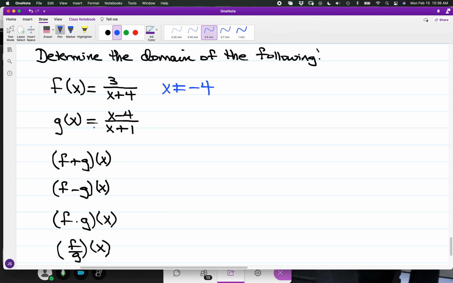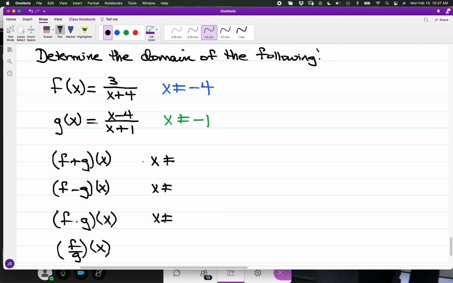For g of x, we have x minus 4 over x plus 1. Again, the burden placed upon g of x is that the denominator, just like f of x, cannot be 0. So x plus 1 cannot be 0, so x cannot be negative 1. If I carry over the restrictions, the sum, difference, and product functions will have the same domain, restricted by everything that's combined from f of x and g of x.